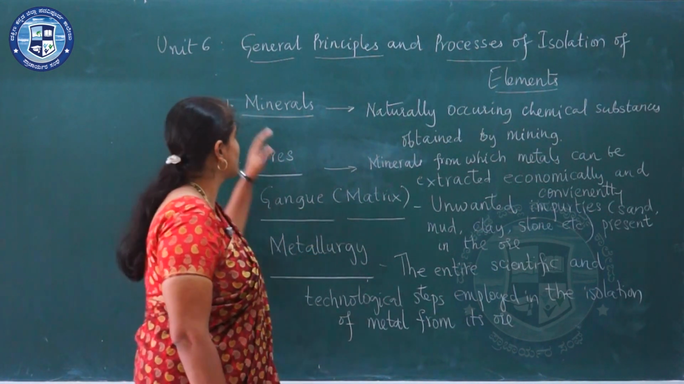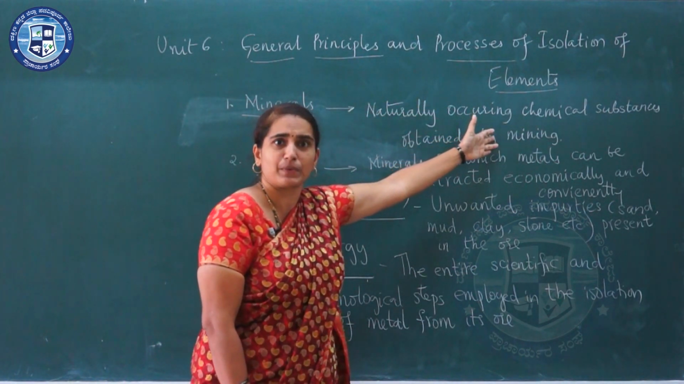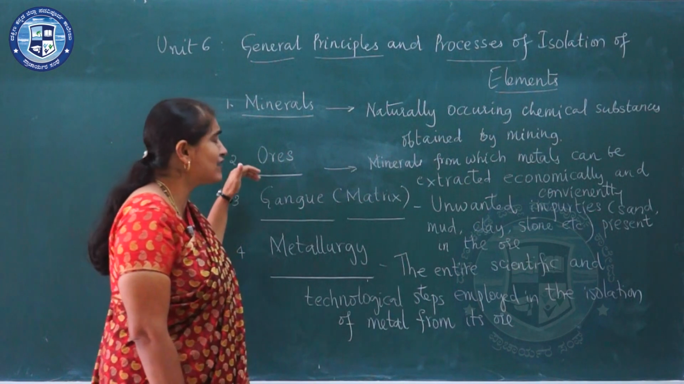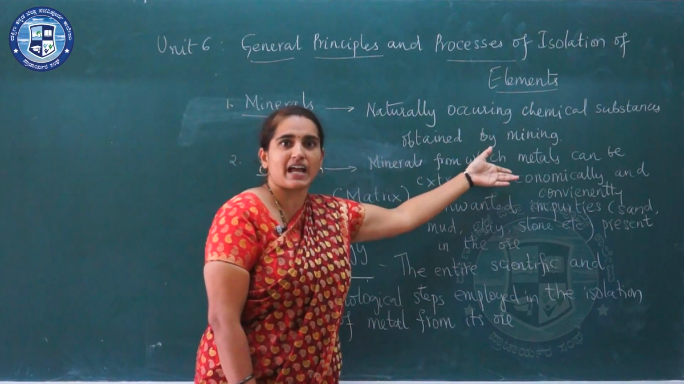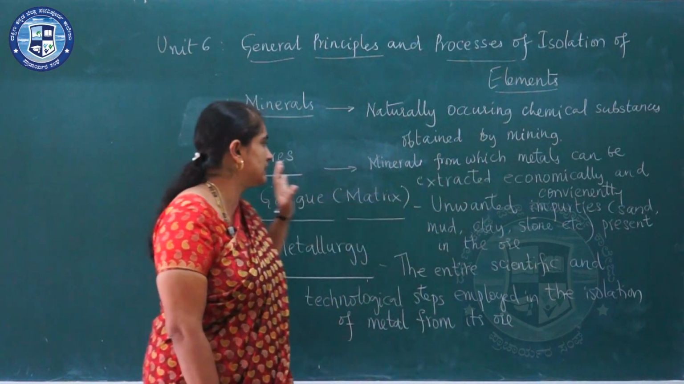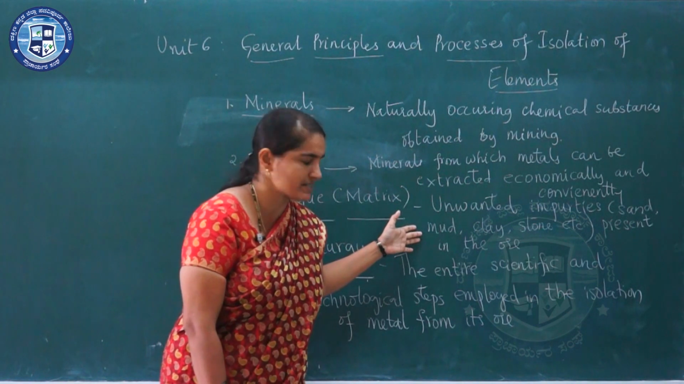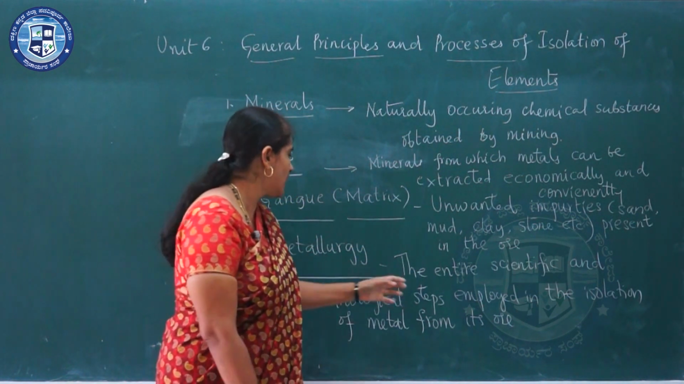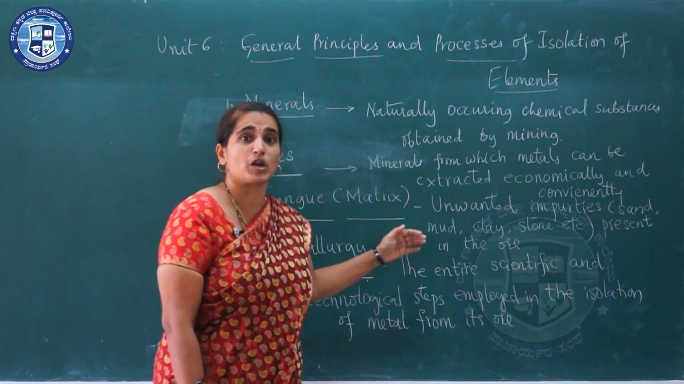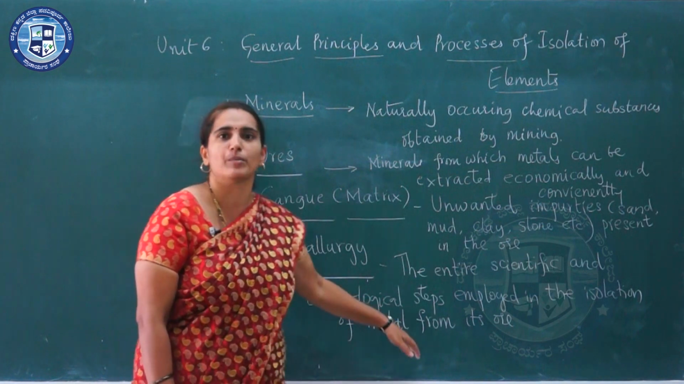You should know. So we have minerals, which are naturally occurring substances that can be obtained from mining, and we have ores, which are those minerals from which metals can be extracted economically and conveniently. Gangue are all those unwanted impurities present in the ore. And finally, metallurgy is the scientific as well as technological procedure employed in the isolation of the metal from its ore.